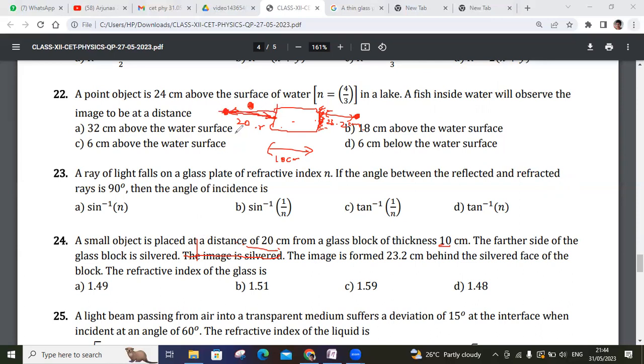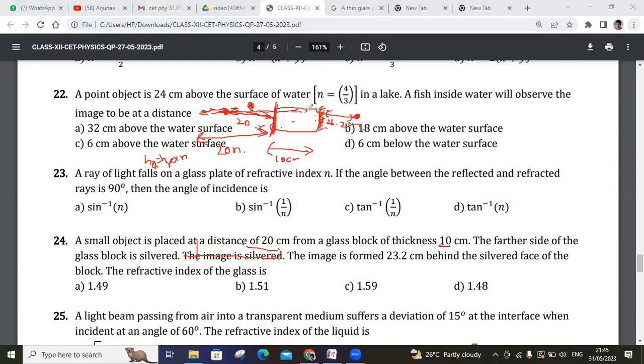Wait, I will draw this a little bigger. So if you see, it goes from rarer to denser, where it bends towards the normal. So there will be an apparent shift. Where the image will form, the light ray appears to come from a farther point, and that distance will be 20 into n, correct? Apparent height is equal to real height into n. So this will be 20n from here.